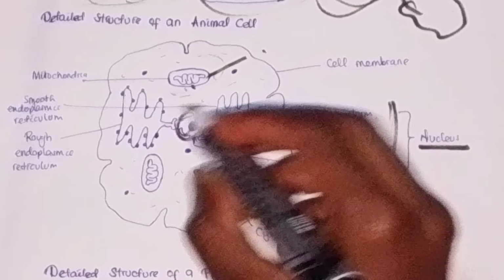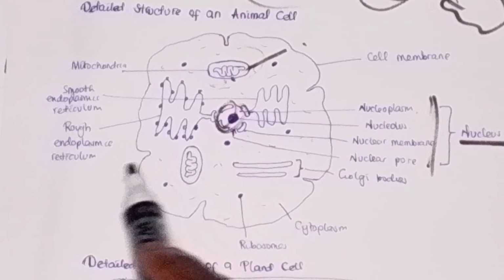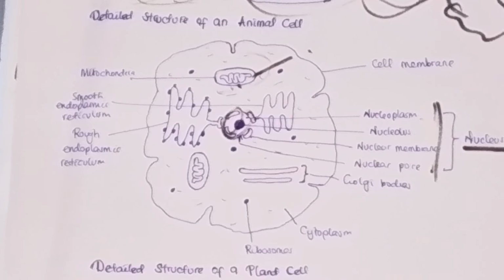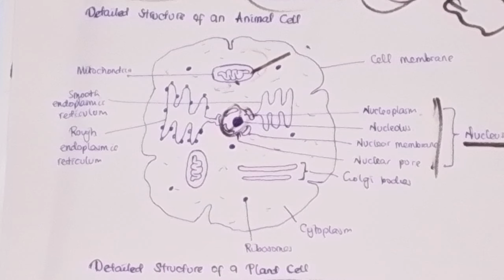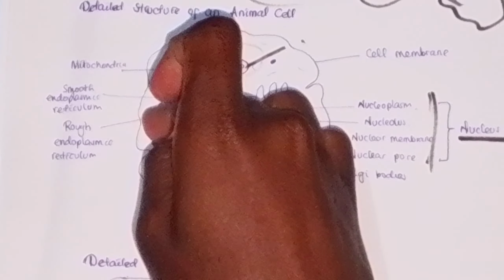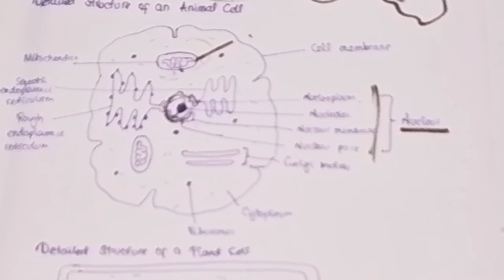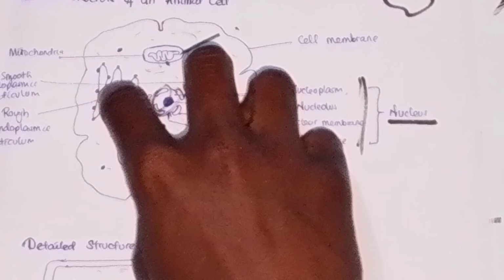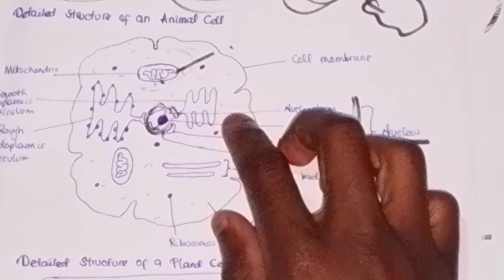And then you are able to see these structures that are attached to the nucleus, which are called the endoplasmic reticulum. These are of two types: the rough ones and the smooth ones. The way they are different is that the rough ones have ribosomes around them, and the smooth ones don't have ribosomes. As you can see, they don't have ribosomes.